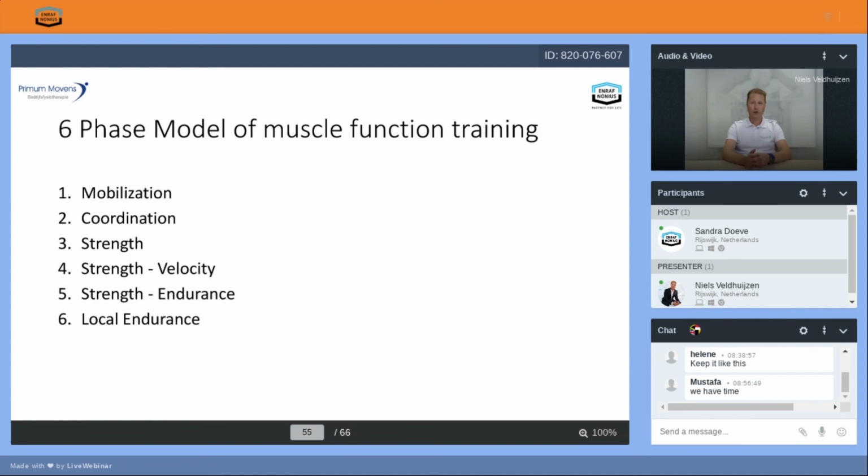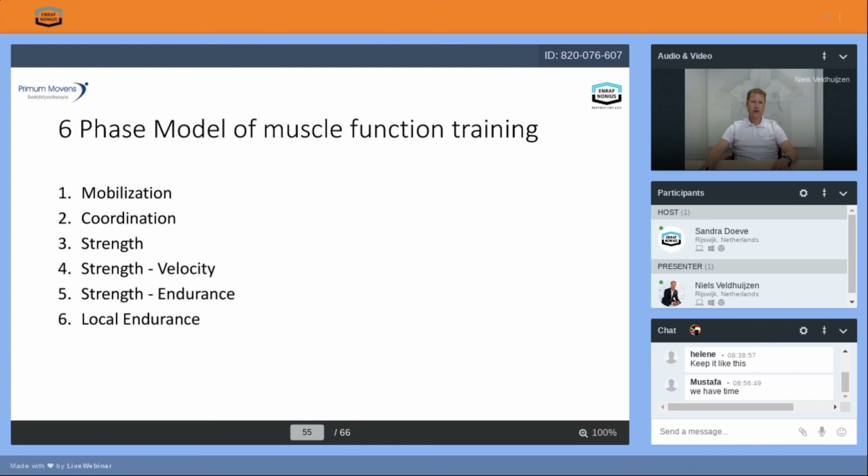Training models will develop. There will be more, and even when we have this webinar, there will be 2 or 3 other new models being presented. So follow the developments in your work and in the theory.